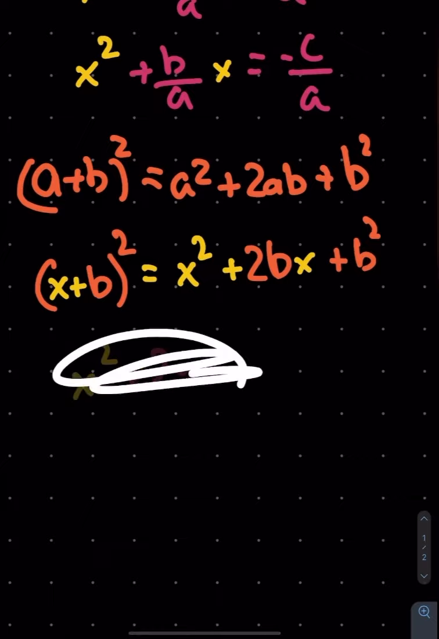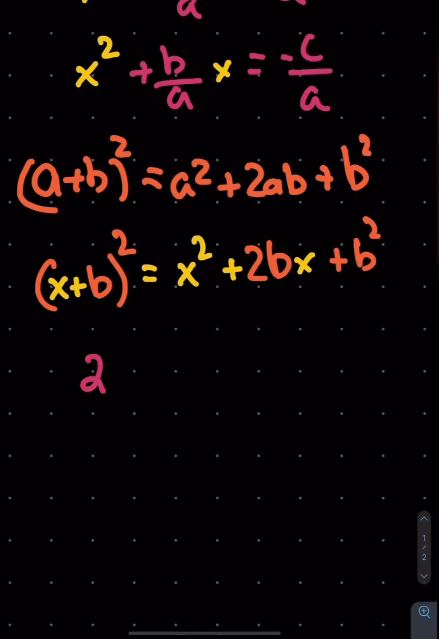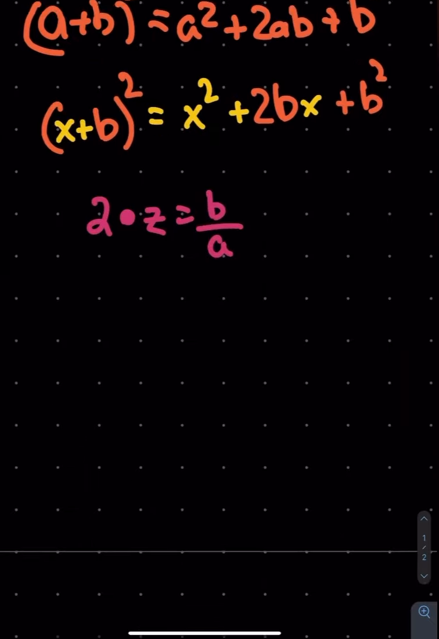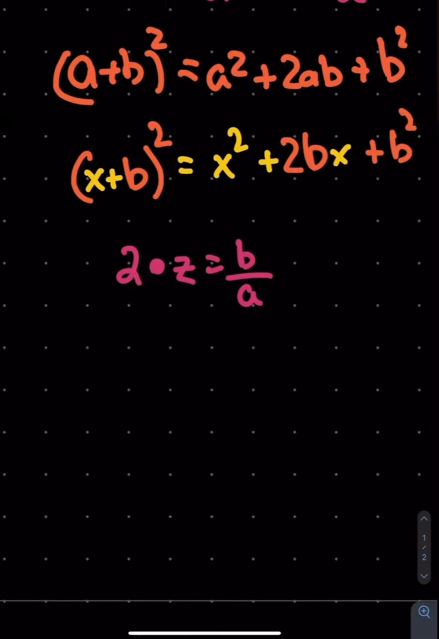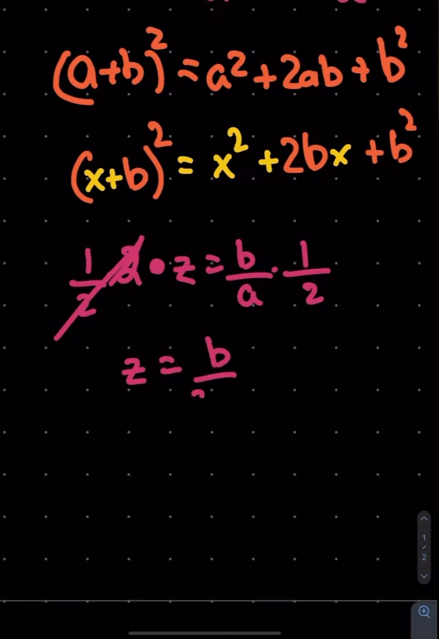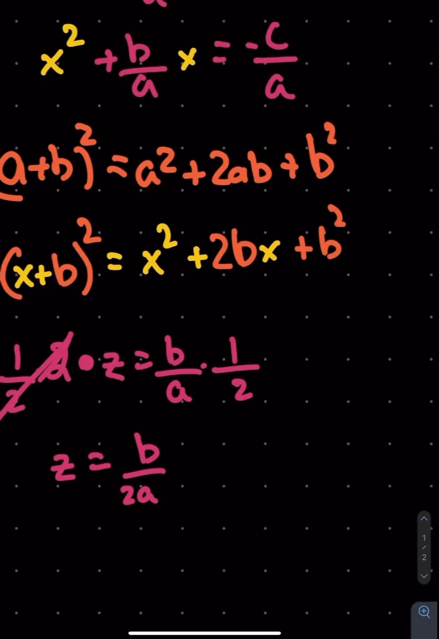So let's see if we can actually just solve it. 2 multiplied by some value, let's call it z, is equal to b over a. So let's solve for z. Well, we can basically multiply by 1 over 2. So the 2 cancels out over here. And what we get is z is equal to b over 2a.